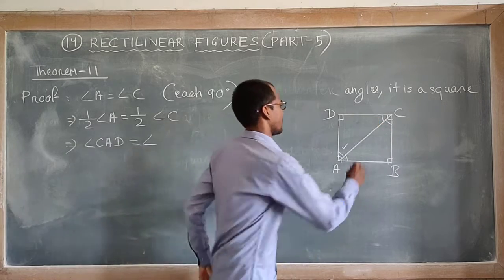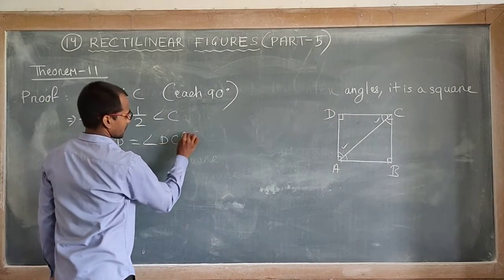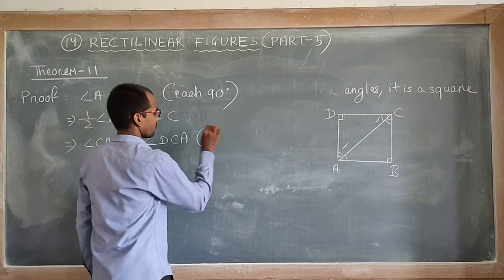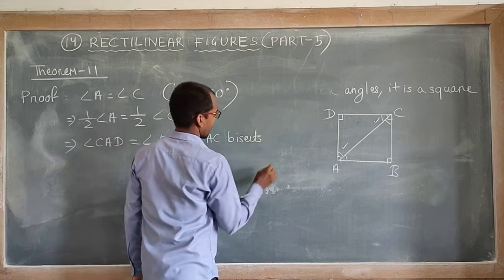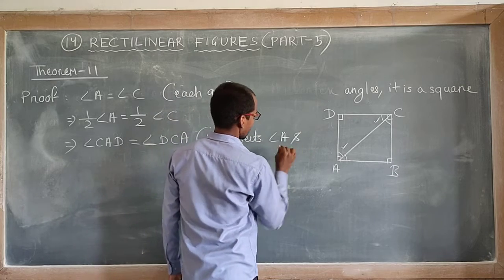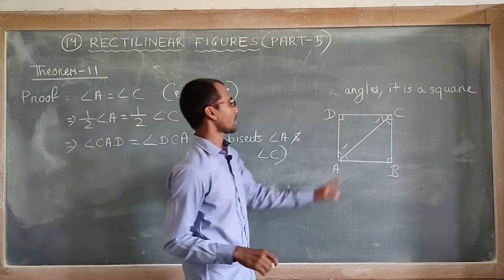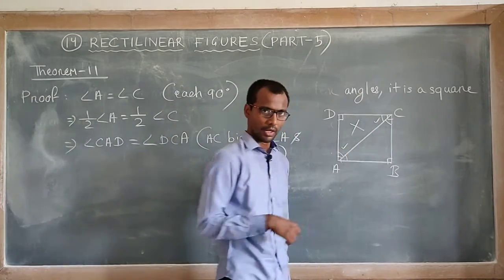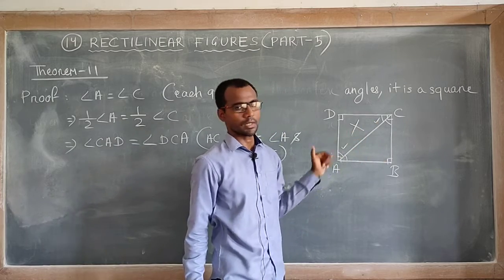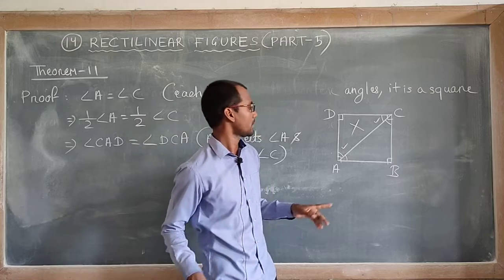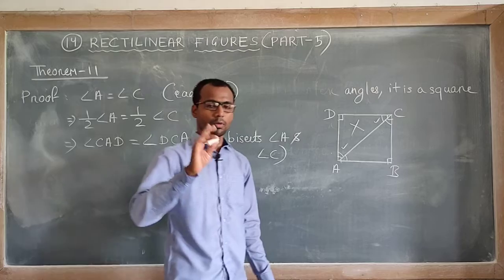Angle BCA, this one, angle BCA. Why? Because AC bisects angle A and angle C. Okay. Now look at this triangle which I have marked with the cross sign. If two angles are equal, then two sides will be equal. This is a theorem from isosceles triangle.